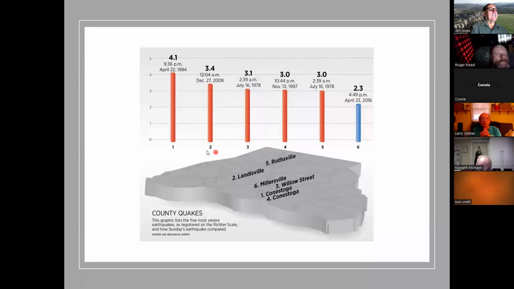All right, so more Lancaster County stuff. Landisville, Rothsville, Millersville, Willow Street, if you know the area, Conestoga. These are 1984 to 2008, 2016. Again, not huge ones, but they obviously were felt and made the media.